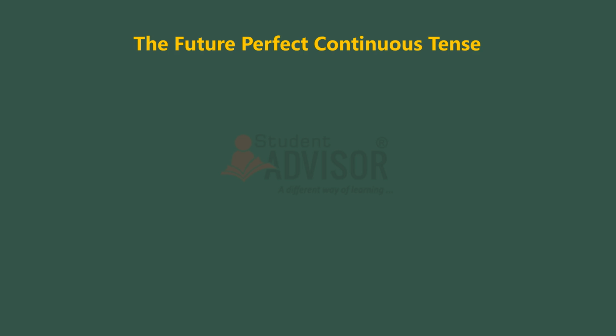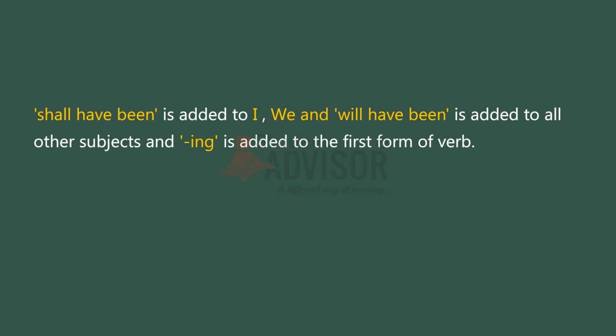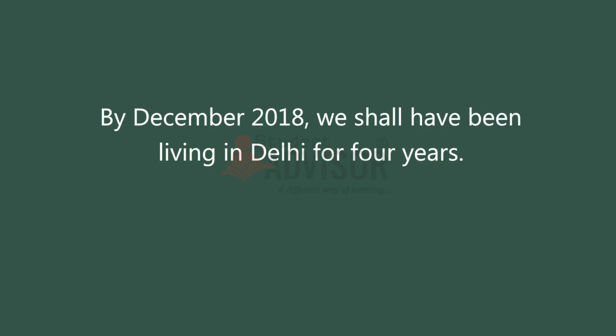The future perfect continuous tense. The sentences of this tense express an action that will continue in the future, and time is also given along with it. Rules to remember are: shall have been is added to I, we, and will have been is added to all other subjects, and ing is added to the first form of verb. Like, by December 2018, we shall have been living in Delhi for 4 years.